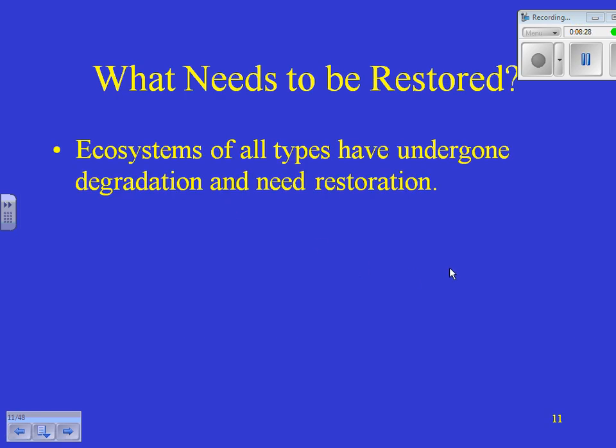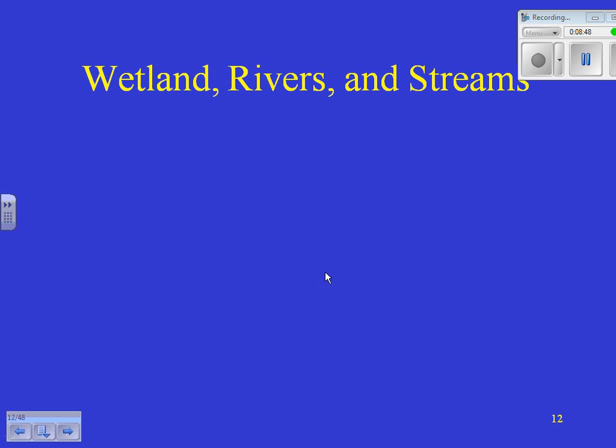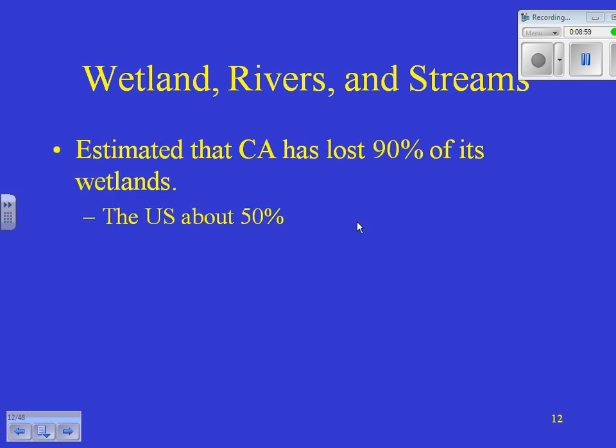So if we look at, again, what needs to be restored, ecosystems of all types have undergone degradation and need restoration. We need some of that cycling of materials. Some species need to have disturbances. But once again, the discussions about restoration involve our values. In your book, I would recommend reading about the wetlands, rivers and streams, and prairie restoration.